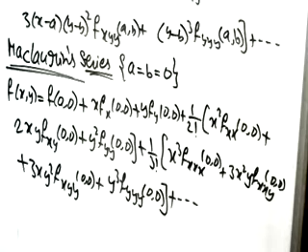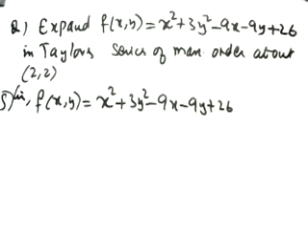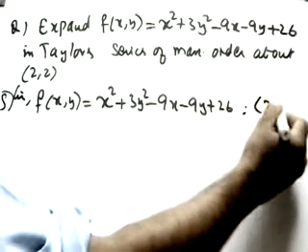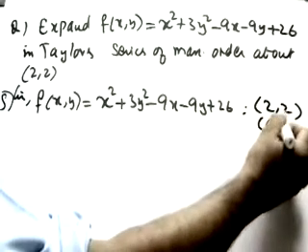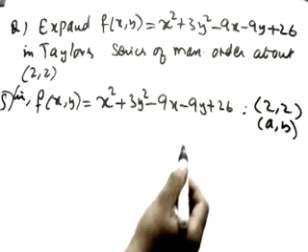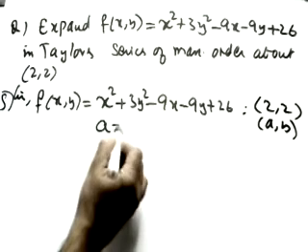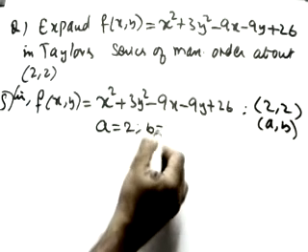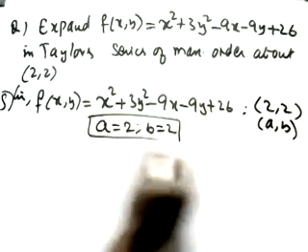So let me do a few questions on these methods. See here, next question. Expand f of x comma y equals x square plus 3y square minus 9x minus 9y plus 26 in Taylor's series of maximum order about 2 comma 2. What does it mean? About 2 comma 2 means about a comma b. So we have the values a equals 2, b equals 2.